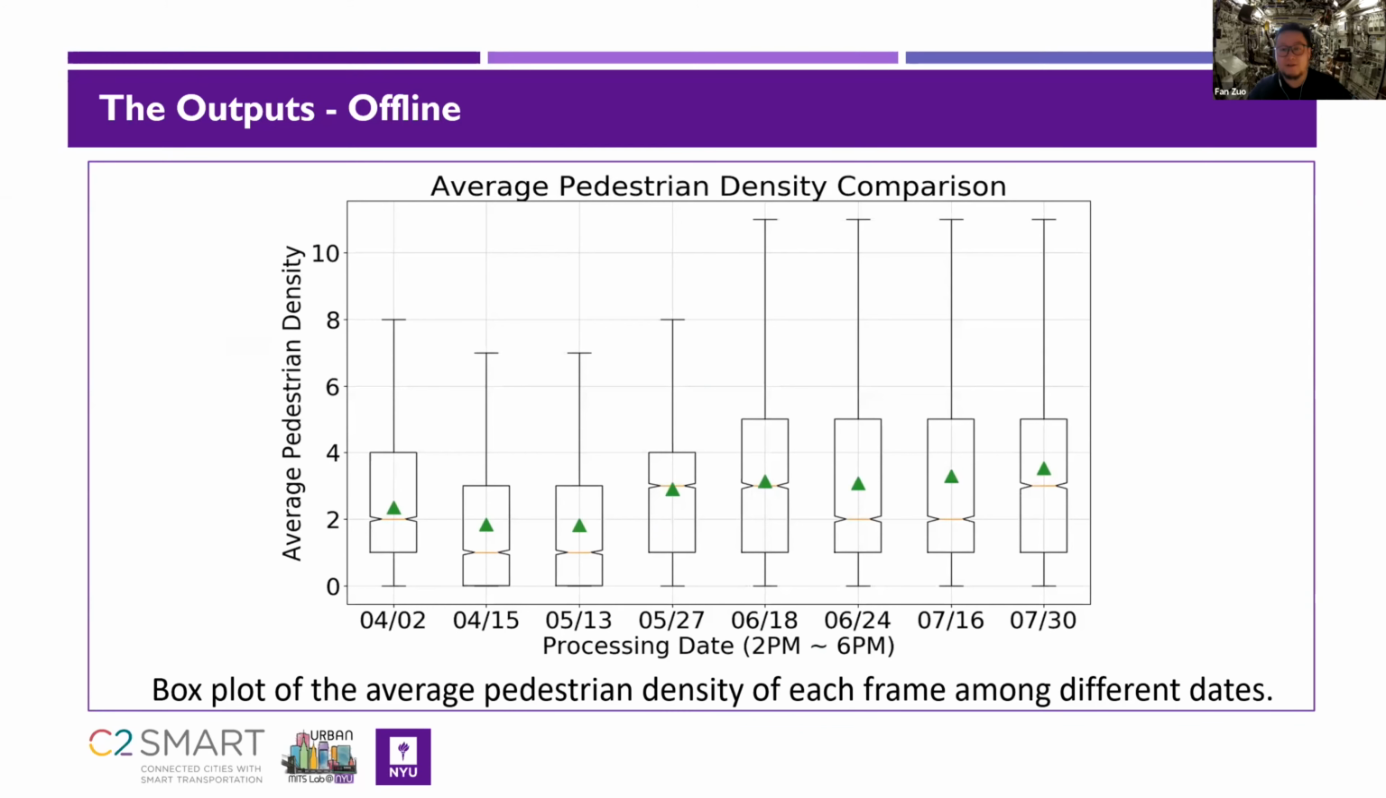And the second one is the box plot of average pedestrian density of each frame among different dates and the multiple locations together. Because we combine like 10 different locations together to find out a general pattern, right? So the result shows a positive skew, meaning that the mean will be higher than the median, except for May 27, 2020, displaying a negative skew, and June 18, 2020, which is normally distributed.